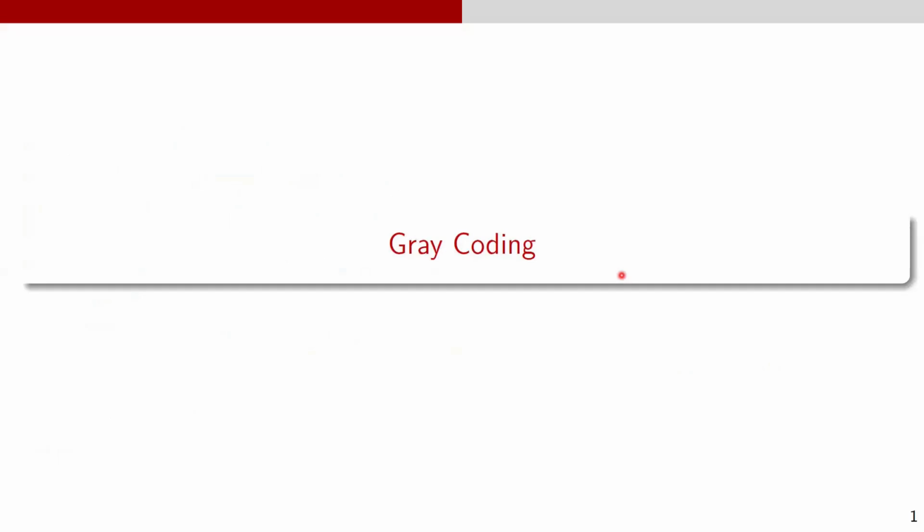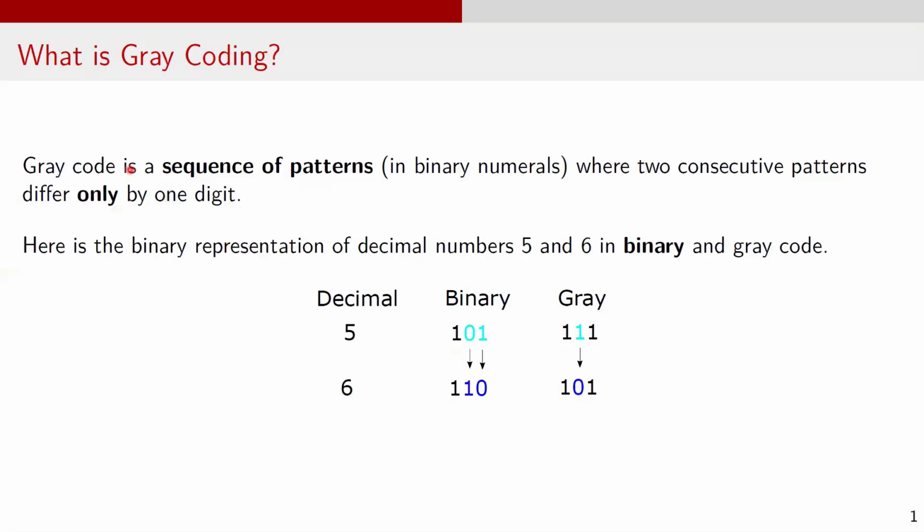Hello everyone. In this video, I'll talk about gray codes, how to obtain the gray code for a binary number and vice versa, and their applications. Gray code is a sequence of patterns in binary numerals where two consecutive patterns differ only by one digit.